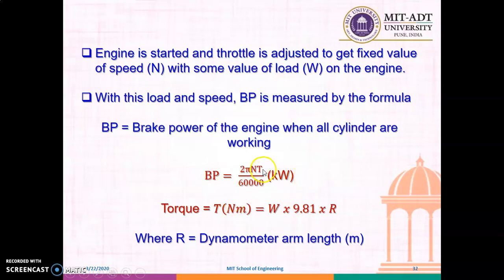Now how to get this torque? This torque is obtained by force into distance. So load obtained by the dynamometer into 9.81. This 9.81 comes into the picture because I want to convert the unit of load from kg to Newton, and this R is the dynamometer arm length. So we'll get the torque, and from the torque, after putting in that formula, we'll get the brake power in kilowatt.